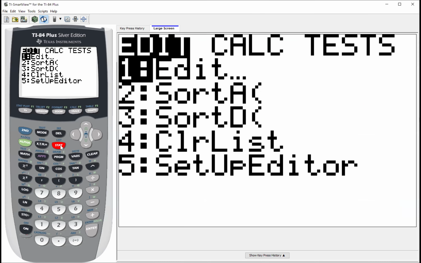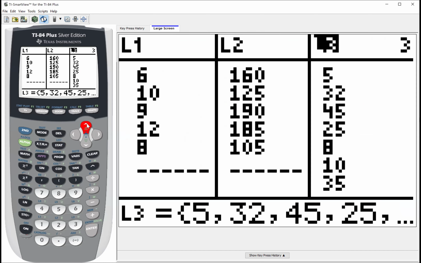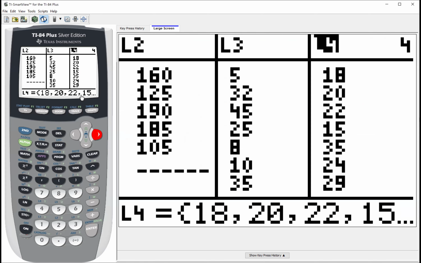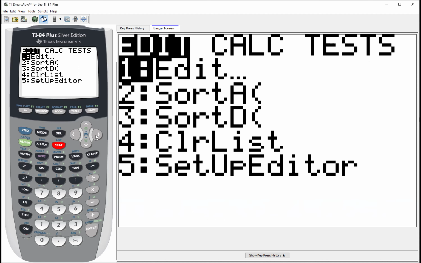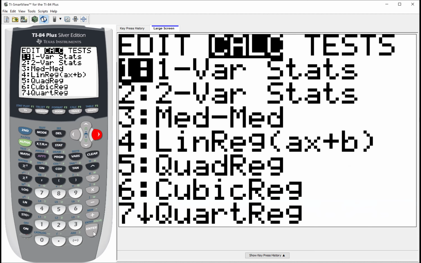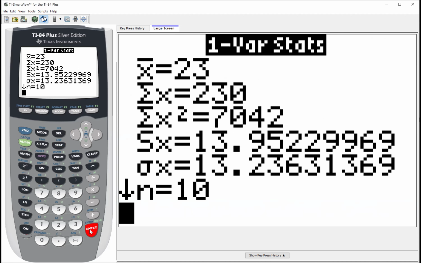So I already have the two lists in my calculator. Player A I put in list 3, and player B's points I put in list 4. So we're going to do a one variable stat on each. First I'll do L3, player A first. Remember, we press stat, go over to calc, choose one var stats. I have to change the list to L3, leave the frequency list empty, and then calculate.